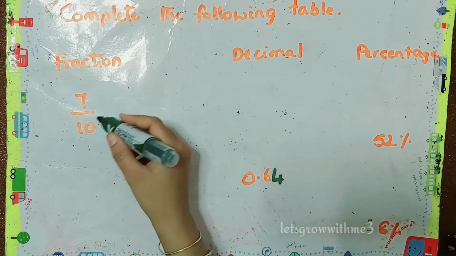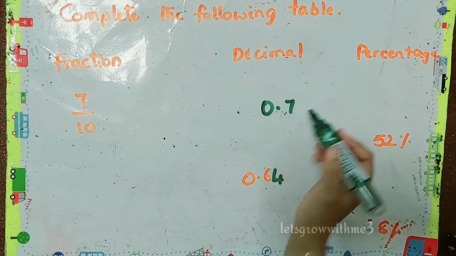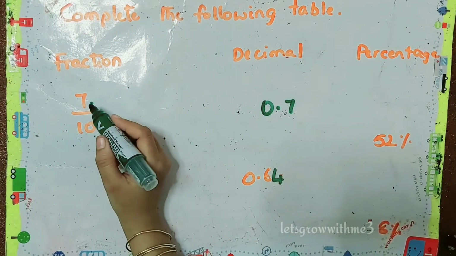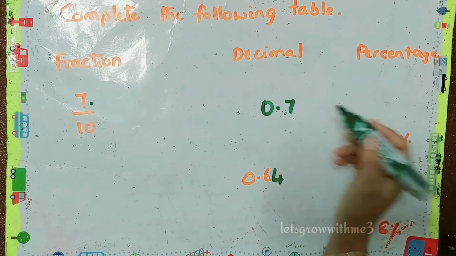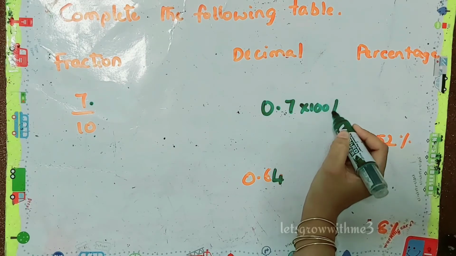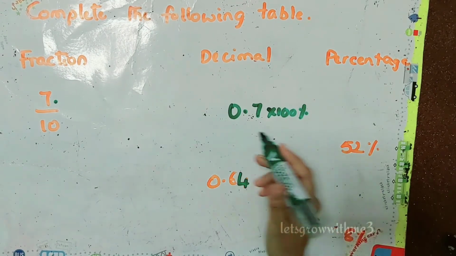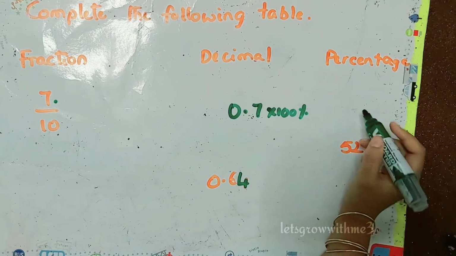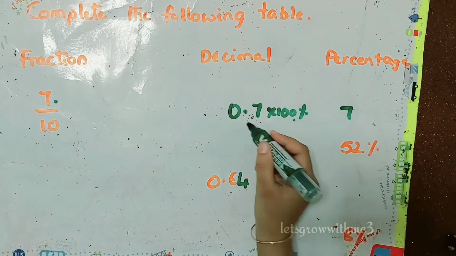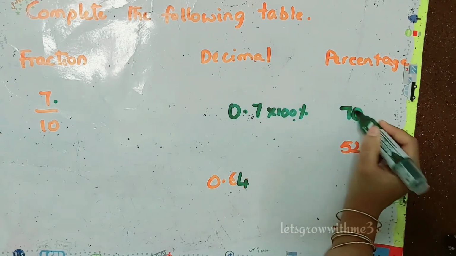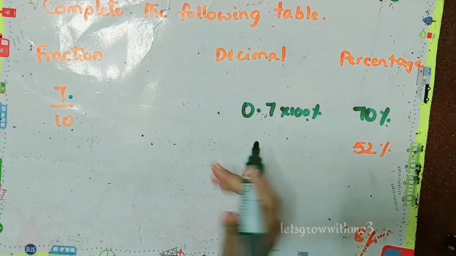How to convert it into decimal? We just need to divide. 7 over 10 is 0.7, because it is a division, so our decimal point has to shift to the left. There is one 0, so one position to the left, 0.7. Then multiply with 100%. 0.7 times 100%: now the decimal point has to shift to the right, 2 digits, which gives 70%. If you multiply by 10, it is like 7%. If you multiply by 100, it is 70%.